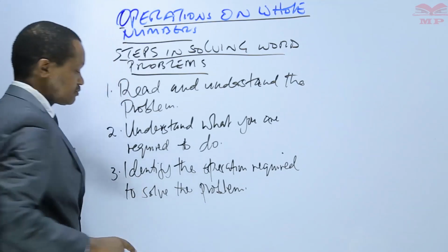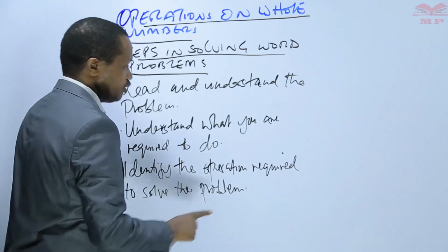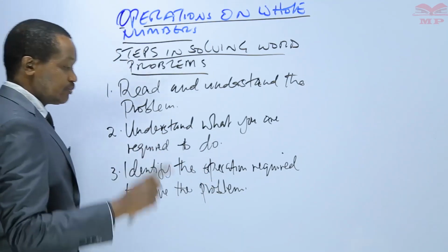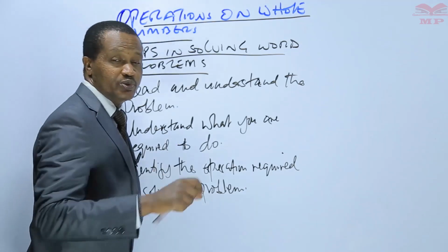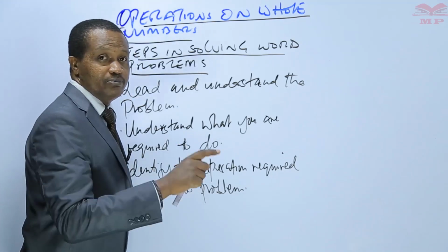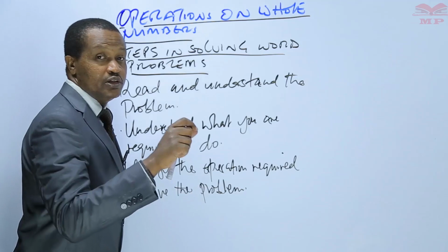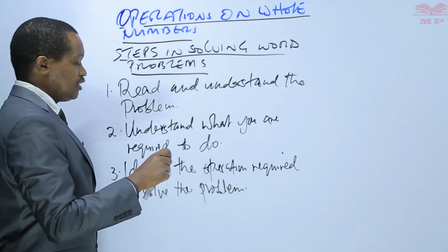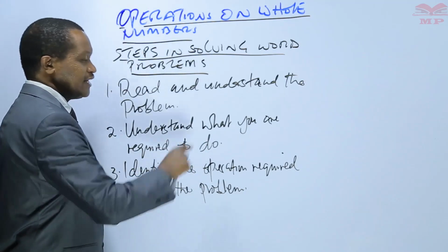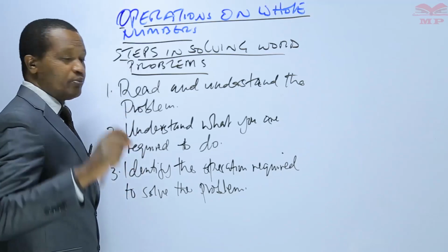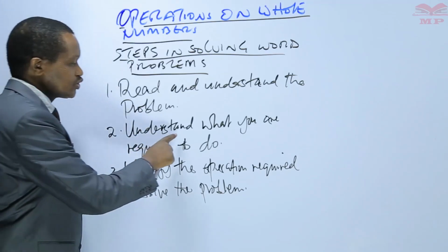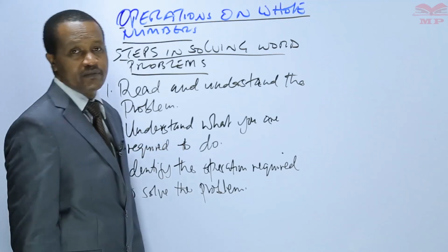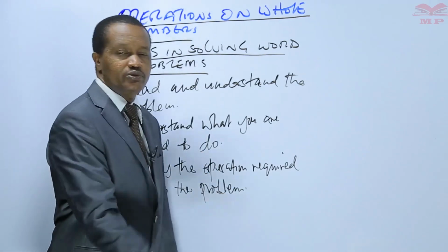Step number 3. Identify the operation required to solve the problem. The problem is how much money was allocated to the district for 2 years. Identify the operation required. What operation is required for us to solve this problem? Is it addition?